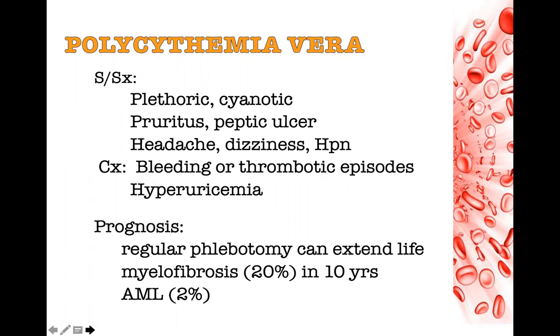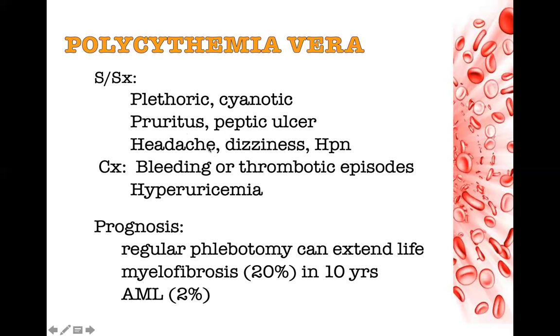Some may experience or complain of pruritus. Others may complain of peptic ulcer. Others may complain of headache, dizziness, and hypertension. Again, these are all results of hypoxemia because there is very sluggish flow of the blood. So complication, patients may have bleeding, or it's extremes. They may bleed or would have thrombotic episodes. Pwede silang nagbe-bleed, pwede din silang nag-perform ng abnormal thrombosis.